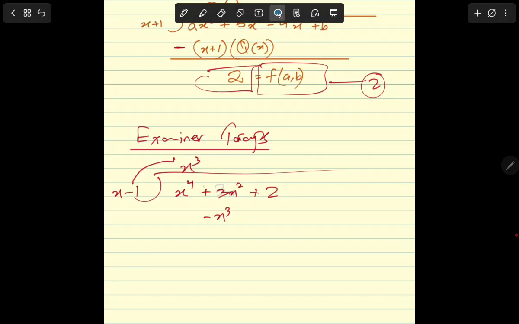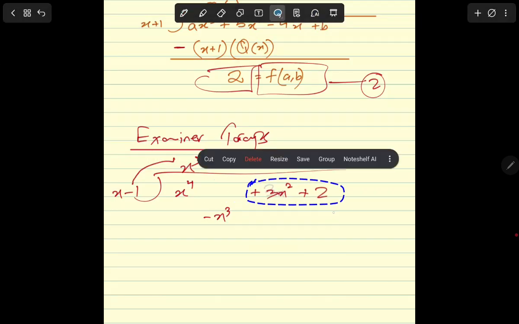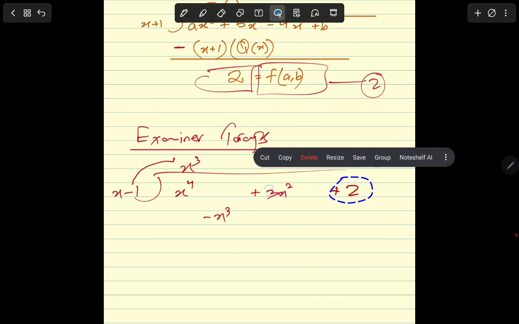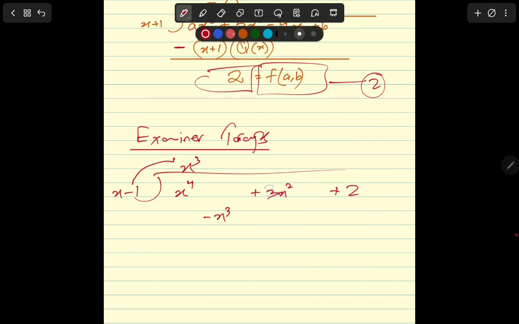Instead, you do it like this, one and this one, and I'll use another color in order to make distinctions, you put plus 0x cube and plus 0x, right? So that it becomes easier for you.